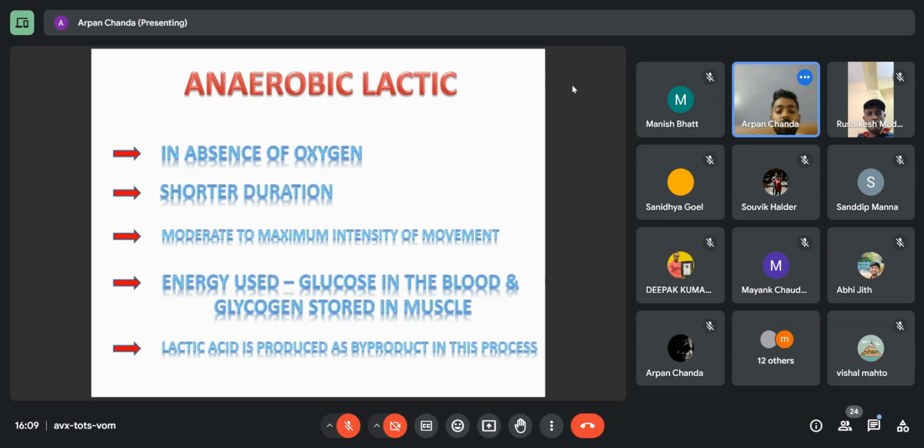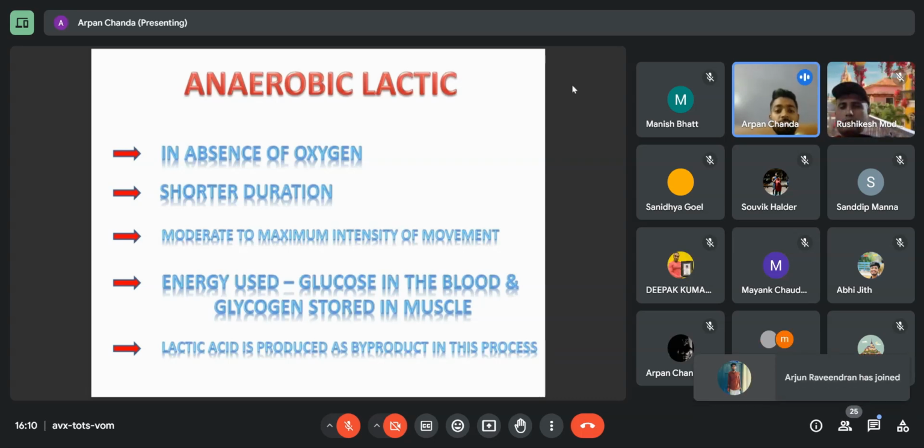And as a byproduct, we get lactic acid in this process. Lactic acid is also a reason why our body gets fatigued. This anaerobic lactic movement can also be considered a kind of speed endurance movement, where the intensity of the exercises stays from moderate to maximum, and the time is around 15 seconds to 30, 45 seconds. The predominance of the body hormones is this lactic acid and all. That is why it is called the anaerobic lactic.